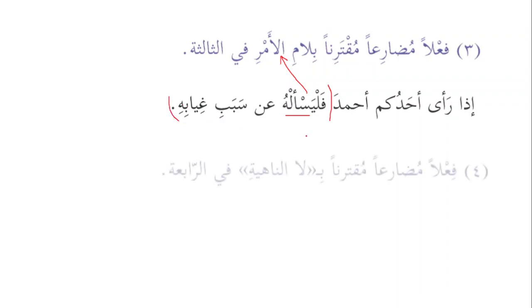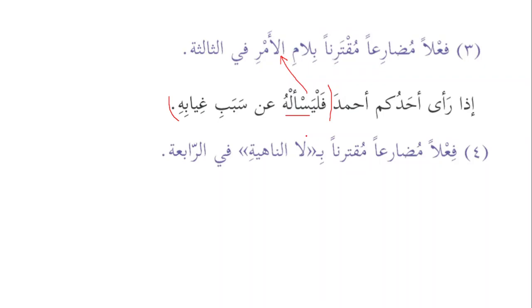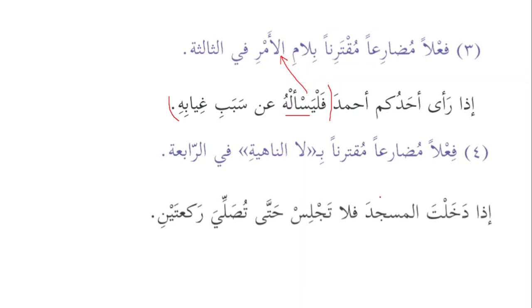And then the fourth is فعلا مضارعا مقترنا بلا الناهية في الرابعة. And in the fourth sentence, it should be present tense, which is connected with لا الناهية. إذا دخلت المسجد فلا تجلس حتى تصلي ركعتين. إذا دخلت المسجد, when you enter masjid, فلا تجلس. So as we know that لا here is لا الناهية.